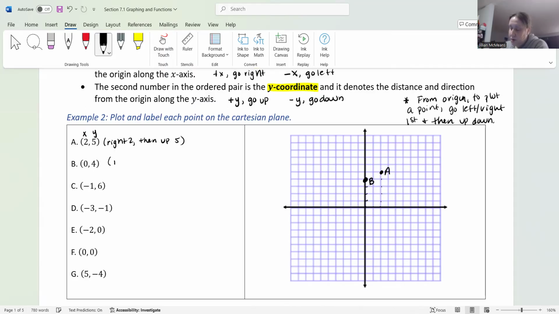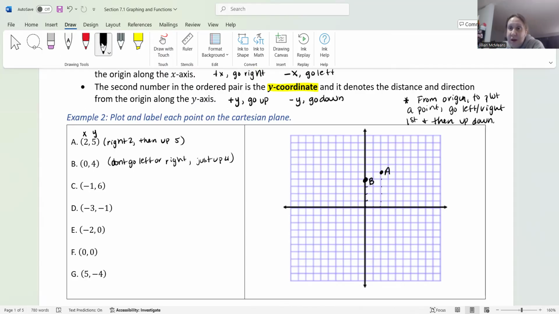So don't go left or right, just up 4. Let me fix that. There we go. All right, so that is point B.